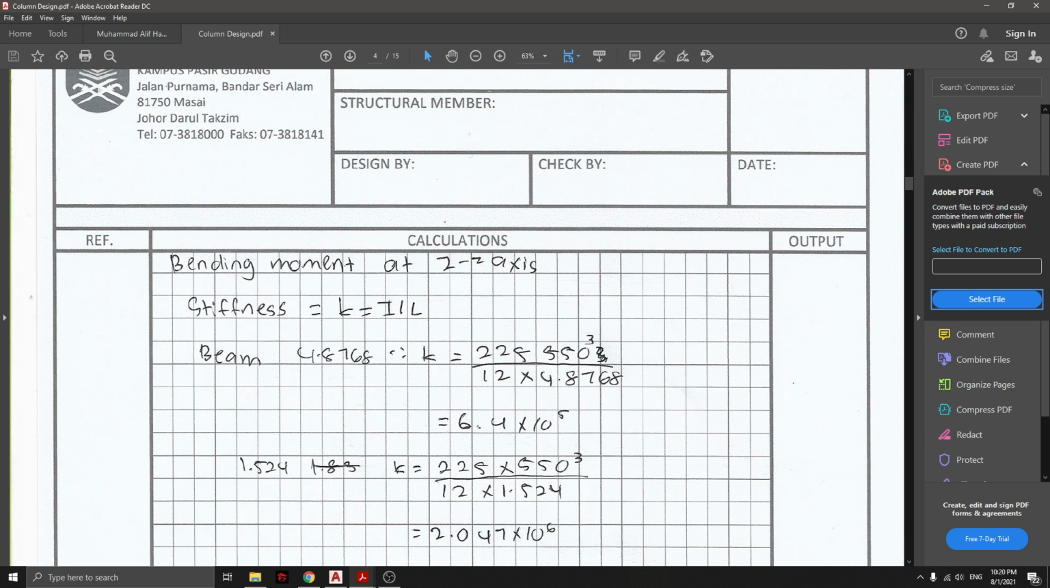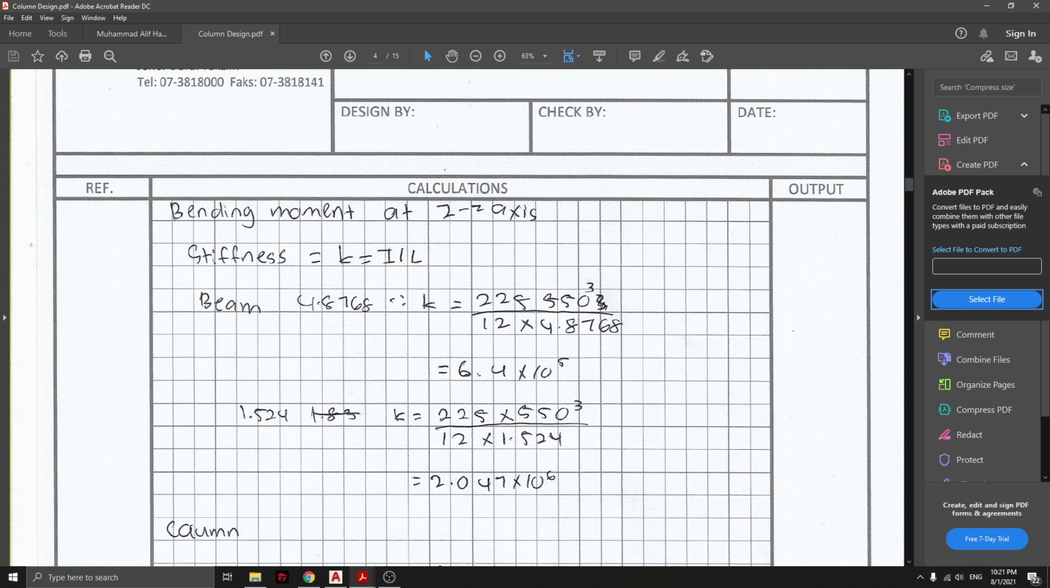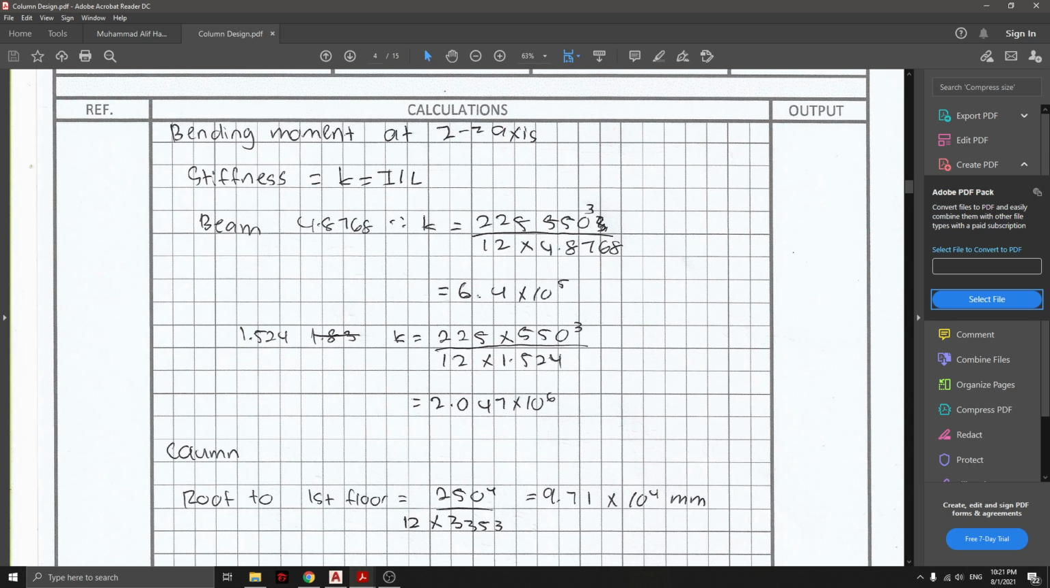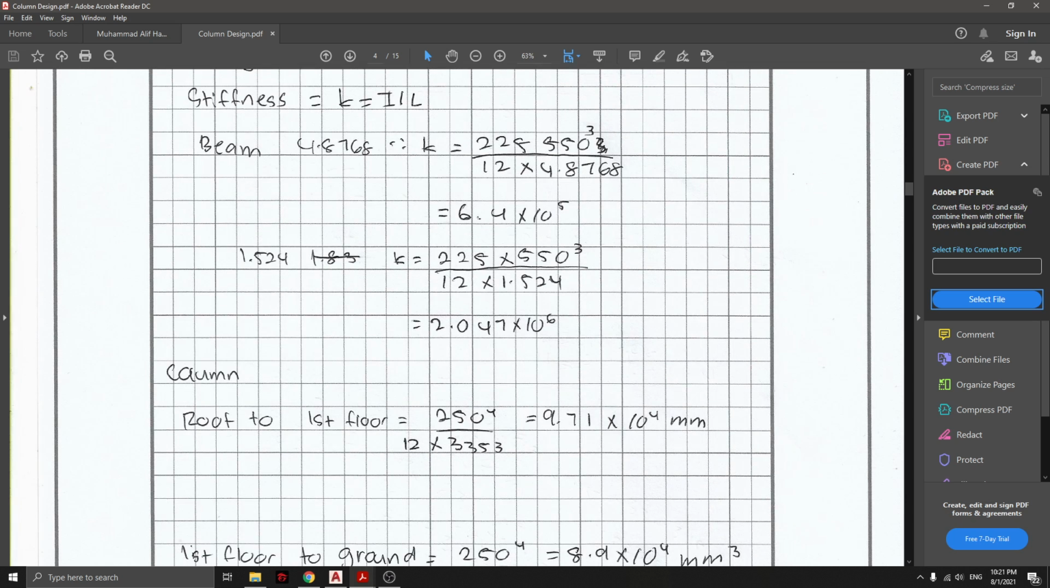Then for bending moment at ZZ axis, stiffness K is equal to I over L. And then for beam 4.8768 meter, I got K is equal to 6.4 times 10 power 5. Then 1.524 meter, K I got 2.047 times 10 power 6.